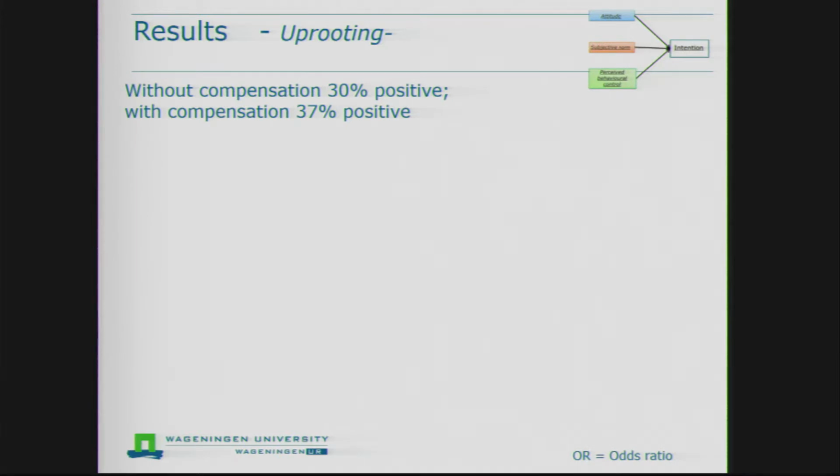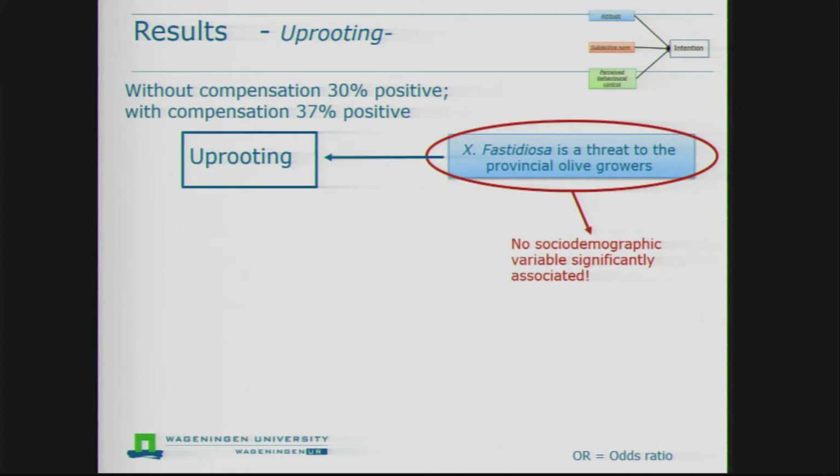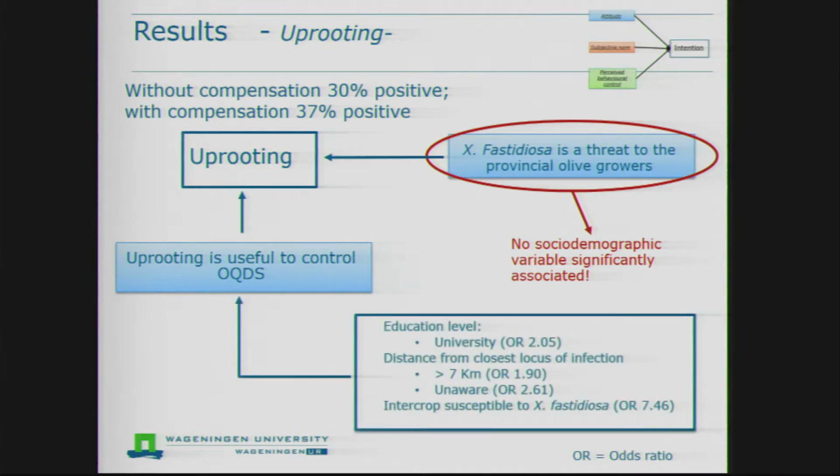Then with respect to uprooting, intention was much lower. There were different types of intention asked in relation to uprooting with respect to the compensation. When there was no compensation at all for uprooting the trees, the intention was equal to 30%. With compensation of the trees based on market value, the intention only increased to 37%. These were significantly influenced by the attitude, the psychological factors.